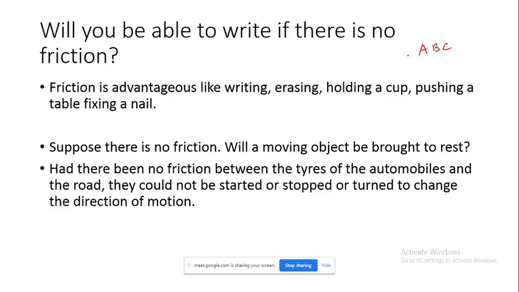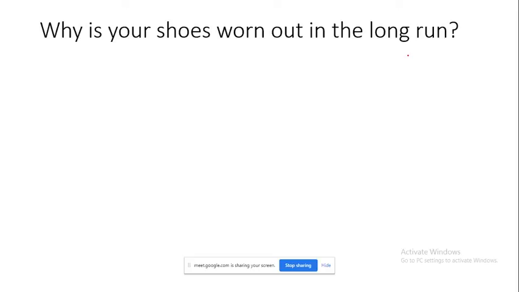Okay. So now we have seen that friction is a good thing, right? Now everyone is agreeing with me that it is a good thing. Now tell me, why are your shoes worn out in the long run? Yeah, I have seen your answers. Okay, when we walk on the road for a long time, the friction will be acting more. Yeah, Pranati is saying it's because of friction. Okay, then because we walk on the road.